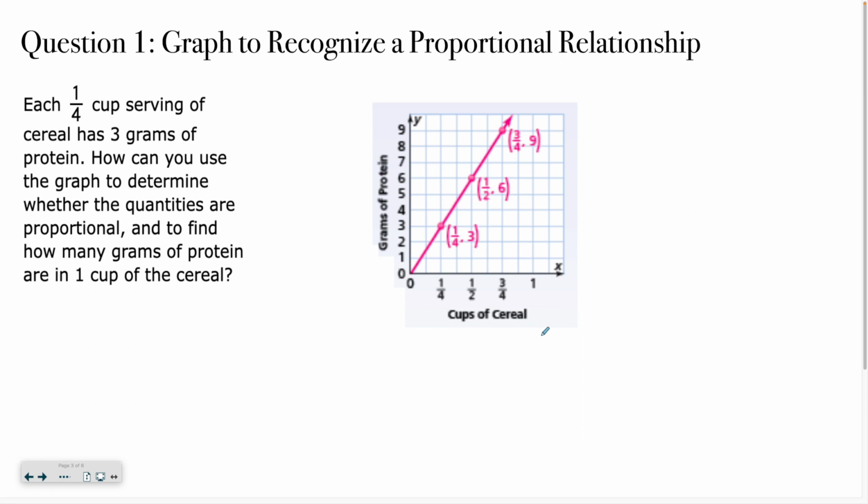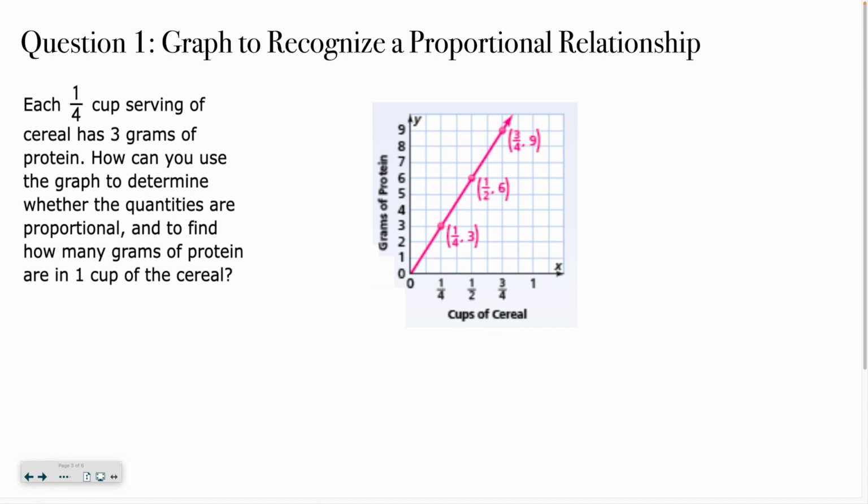All right, now looking at this one, I have a problem for you to try to interpret. Each 1/4 cup serving of cereal contains 3 grams of protein. How can you use the graph to determine whether the quantities are proportional and to find how many grams of protein are in 1 cup of cereal? Okay, so you can see here we have a little graph, and I want you to just pause the video and take a minute to think about this. How can you use this graph to determine whether things are proportional? And how would you use that information to find how many grams of protein are in 1 cup of cereal?